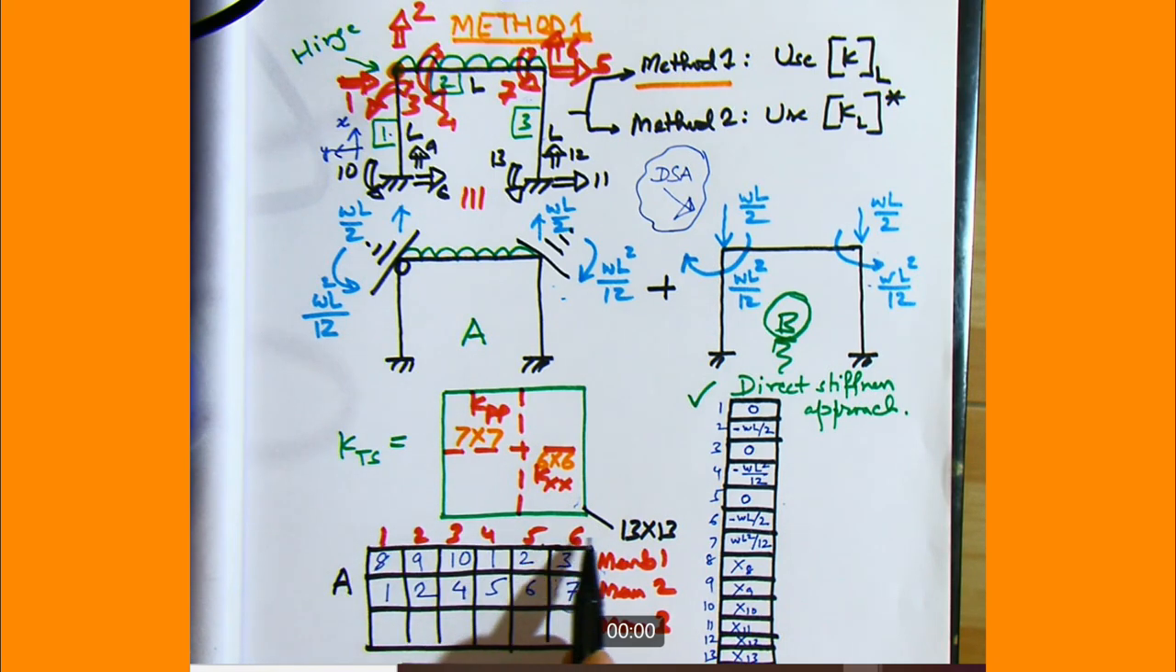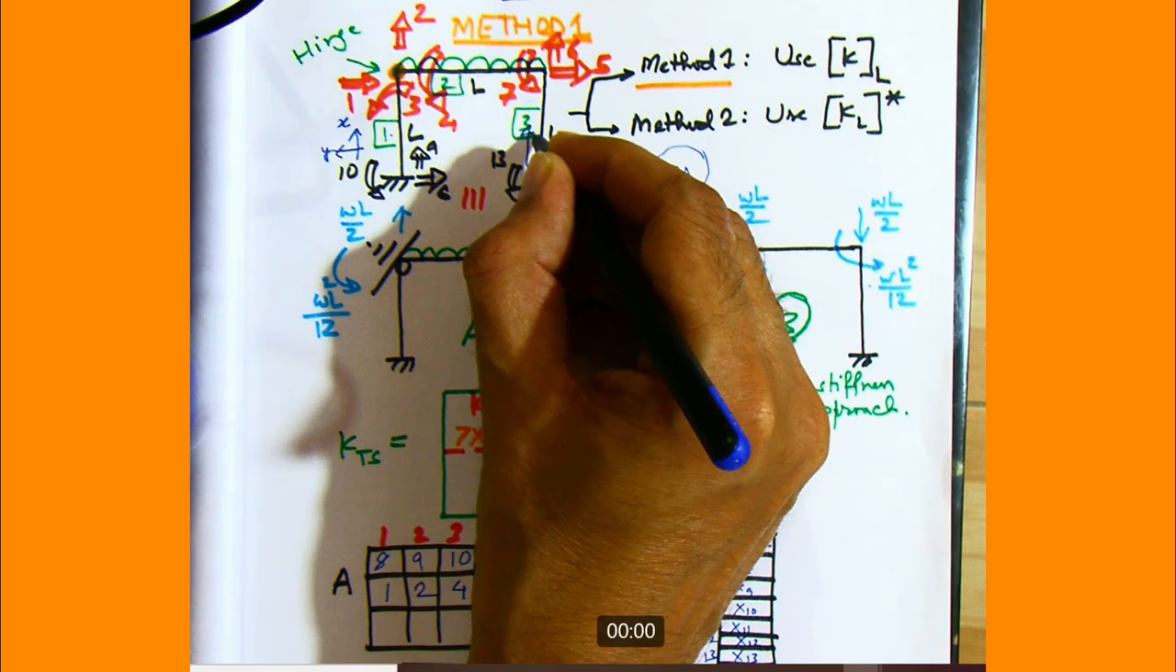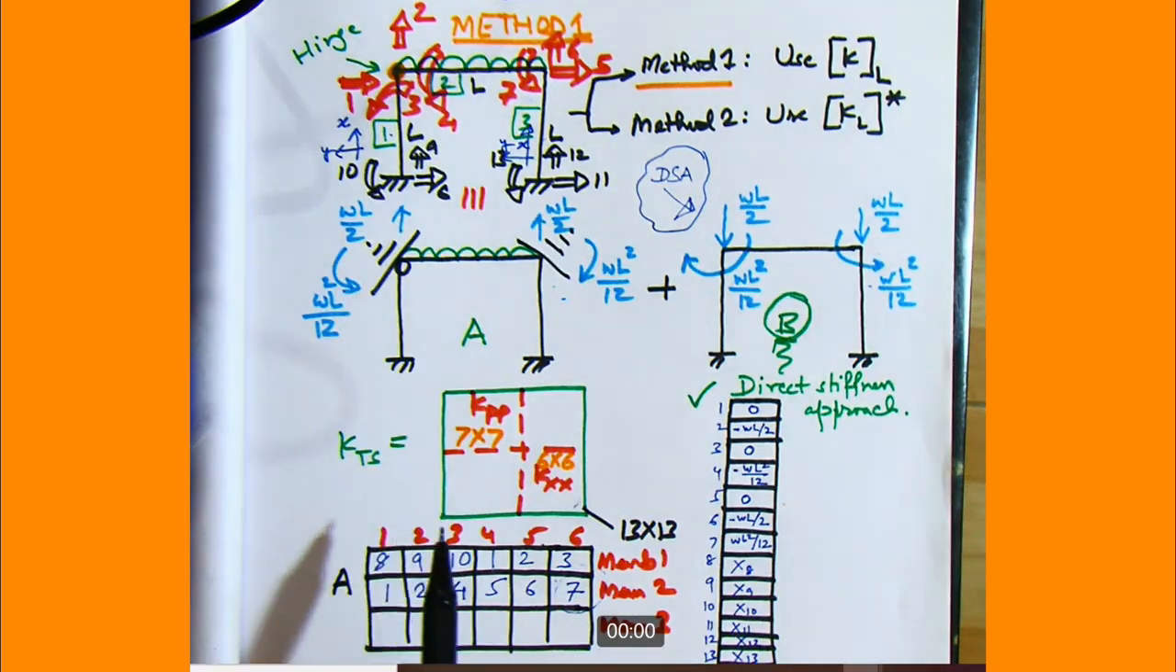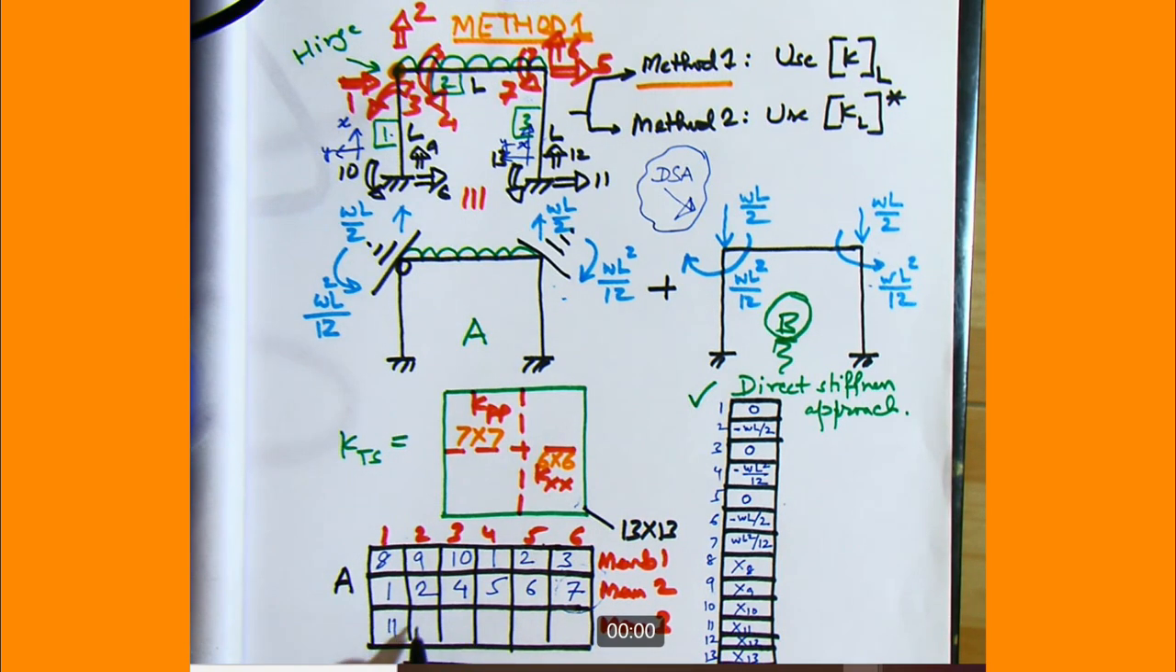Okay, now member number 3. For member number 3, we assume again that our local x-axis is like this and local y-axis is like this, just like for member number 1. So here what will come? 11, 12, 13 and 5, 6, 7. Alright, so this is the association matrix.